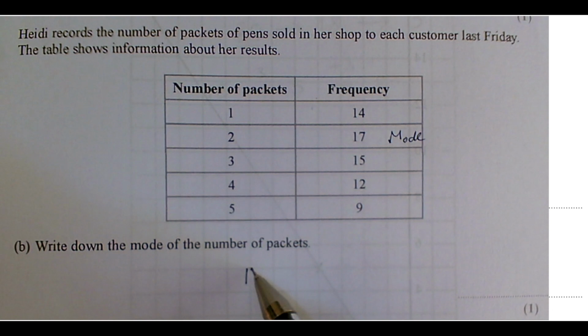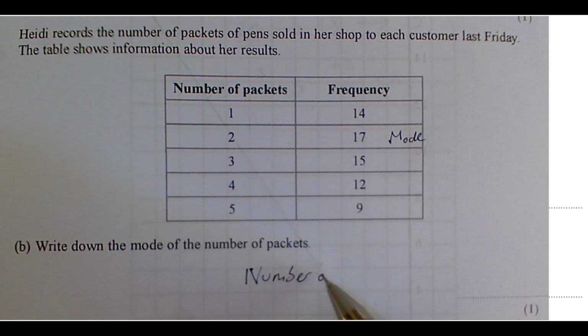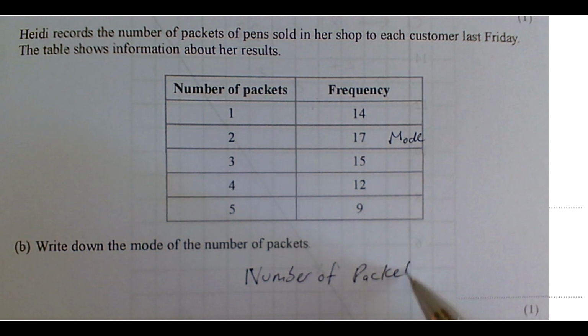Okay. So right on the mode value, well, the mode value is going to be the number of packets that she's sold, which is 2. Why? Because that's happened 17 times. Okay. So that's the mode value is 2.